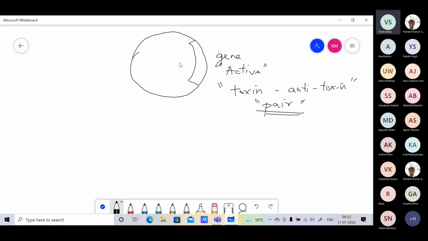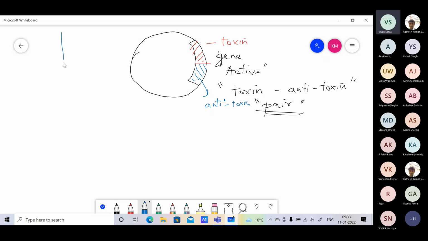Now, the toxin-antitoxin pair, so this is a gene here, which is now divided into two parts. There are two genes here. One is the toxin, and the other is the antitoxin. Now, when the plasmid is already inside, so let us forget, one is the antidote, antitoxin. The antitoxin is the antidote to the toxin.